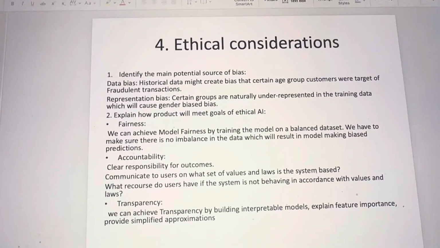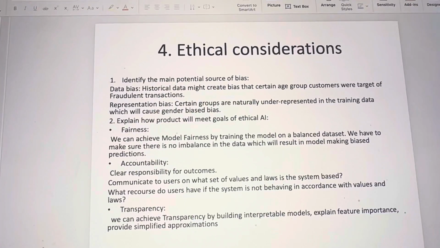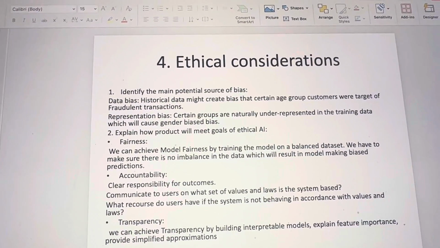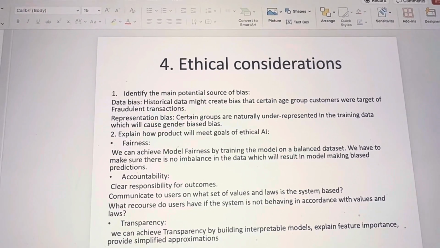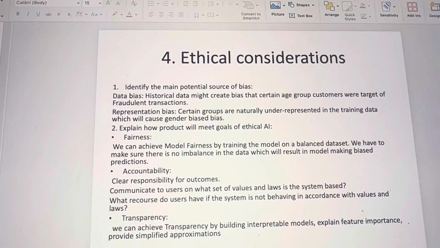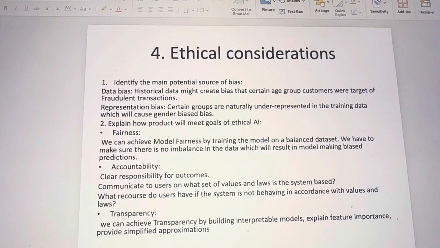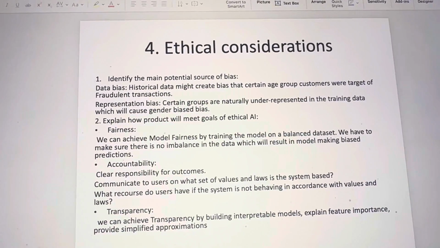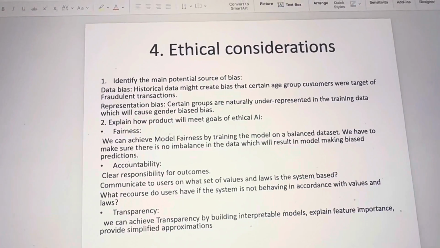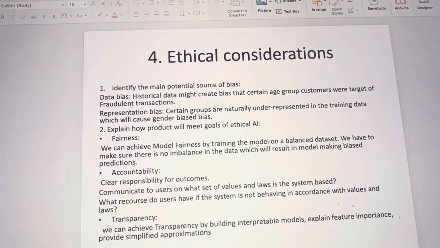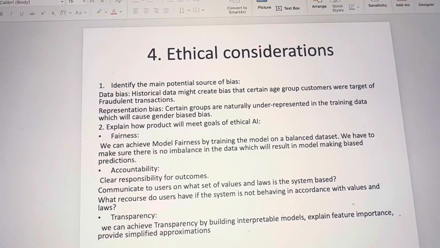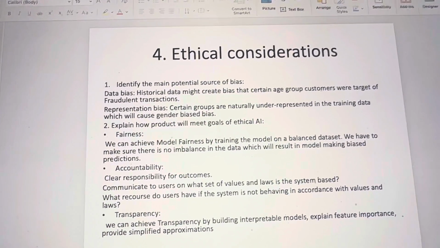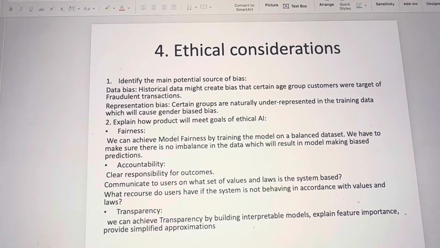And the last step is ethical considerations. We have to identify the potential sources of bias. Here there are multiple sources of bias. A couple are data bias. The historical data might create a bias, that maybe certain age group customers were the target of fraudulent transactions. Or, if we come to representation bias, certain groups are naturally underrepresented in the training data, for example females, which will cause gender-based bias.